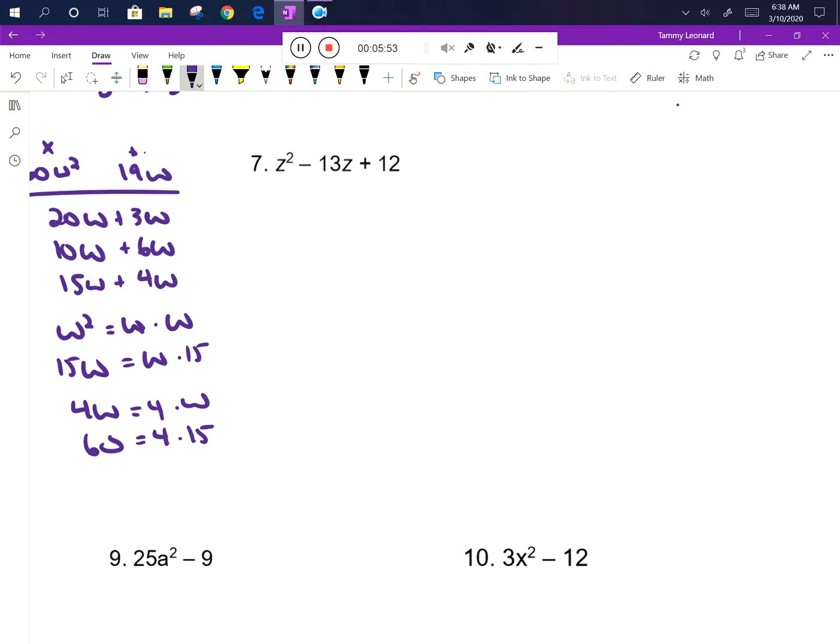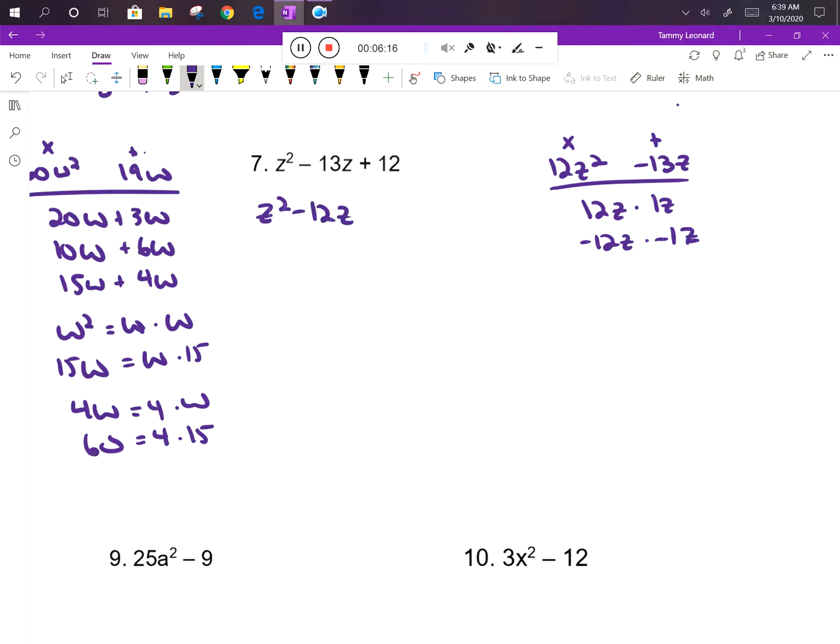We need two numbers that multiply to make 12z squared and add to make negative 13z. Well, 12z and 1z would make 13z, but we need a negative 12z and a negative 1z. So that's how we're going to split our middle term. Z squared minus 12z minus 1z plus 12.